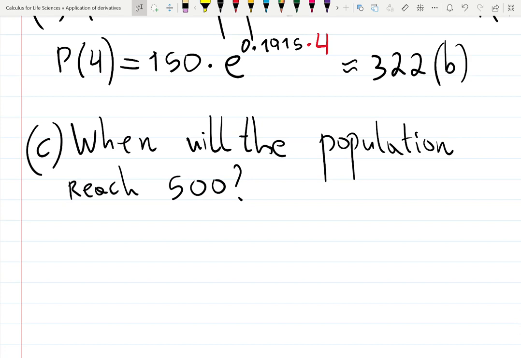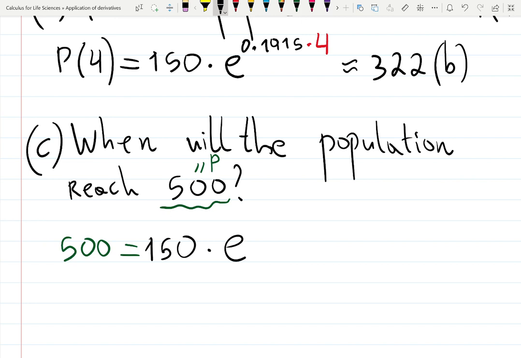Okay, Chris, you can. Almost the exact same thing you did the first time. You just solved for t instead of for k. Yes, so 500 is what? 500 is P. So what should I write down? 500 equals 150 times e to the 0.1915t. 150 is initial population, e, the rate we found. And now t is unknown.